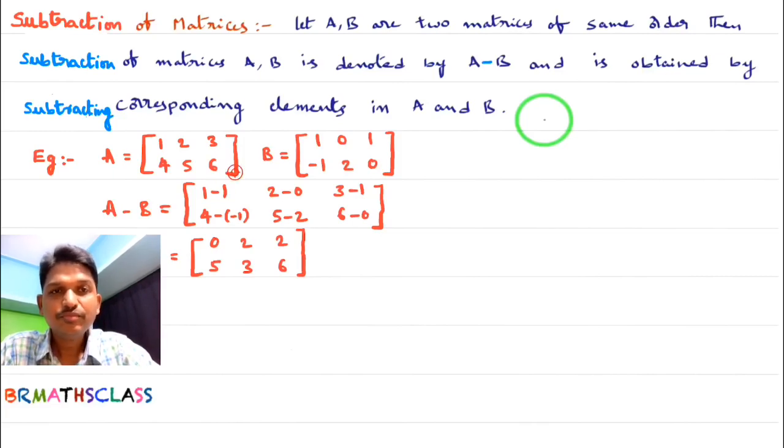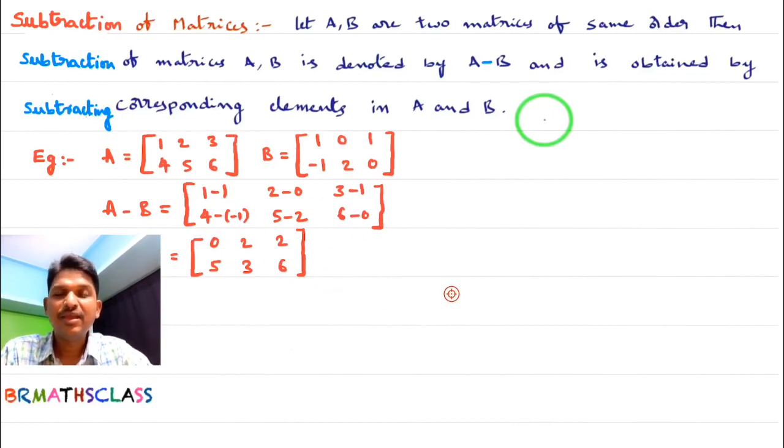See here. 1 minus 1. You observe the corresponding elements. Here 1, here 1. 1 minus 1. Here 2, here 0. 2 minus 0. Here 3, here 1. Corresponding elements, I hope you understand. 3 minus 1. 4 minus of minus 1. 5 minus 2. 6 minus 0. Like that. 1 minus 1, 0. 2 minus 0, 2. 3 minus 1, 2. 4 minus of minus is plus, 4 plus 1 is 5. 5 minus 2 is 3. 6 minus 0 is 6.